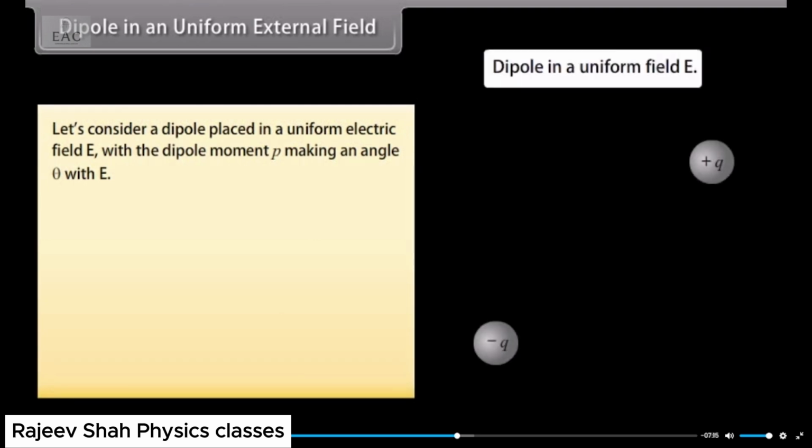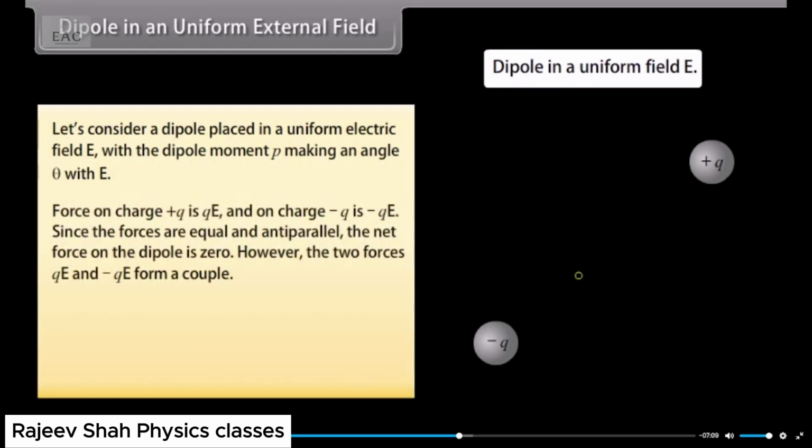Dipole in a uniform external field. Let's consider a dipole placed in a uniform electric field E, with the dipole moment P making an angle theta with E. Force on charge plus Q is QE and on charge minus Q is minus QE. Since the forces are equal and anti-parallel, the net force on the dipole is 0.